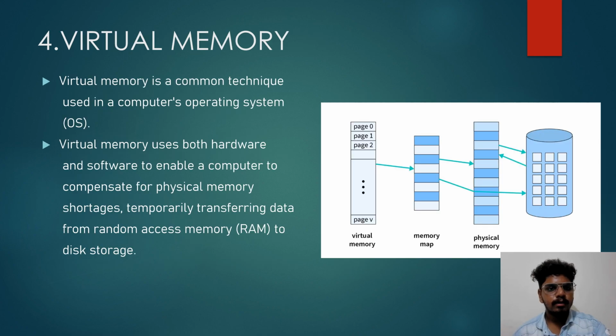And the fourth type is virtual memory. Virtual memory is a common technique used in a computer's operating system. Virtual memory uses both hardware and software to enable a computer to compensate for physical memory shortages, temporarily transferring data from random access memory to disk storage.